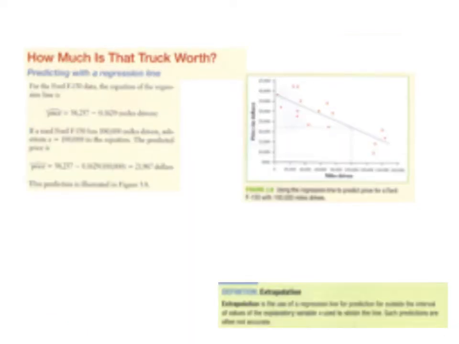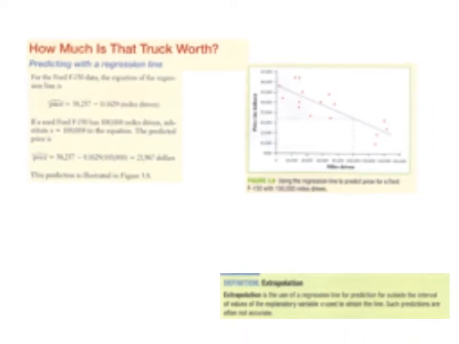Okay, as most of you are aware and know how to do this, you can predict using your regression line. By putting your line of best fit in there, I can predict the price. I can get my y hat. So in our problem here, if the used Ford F-150 has 100,000 miles driven, we're going to predict the price. We can just plug that into our equation. All right, we have price equals 38,257 minus, that's my y-intercept, right?